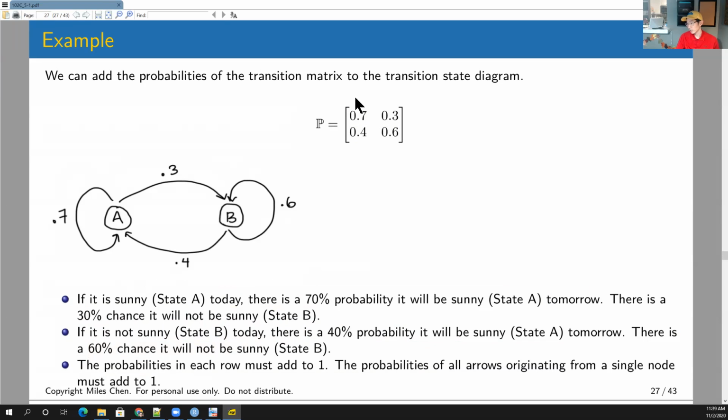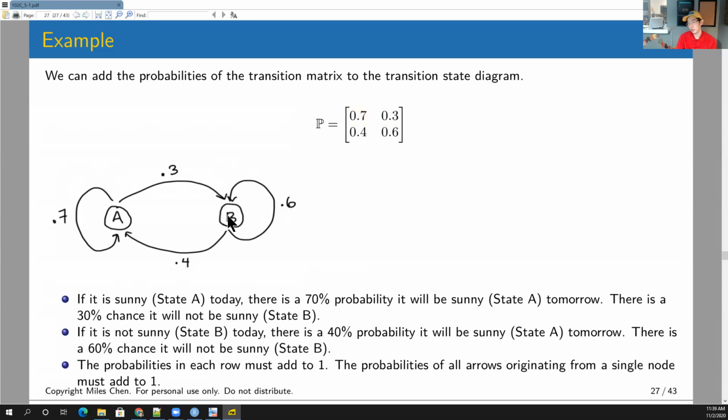Again, the rows must add up to 1. The probabilities in each row must add to 1. And if you look at the arrows that originate from a single node, those have to add up to 1. So the arrows originating from A have to add up to 1. The arrows originating from B have to add up to 1. There's no rule that says the arrows entering a node have to add up to 1.